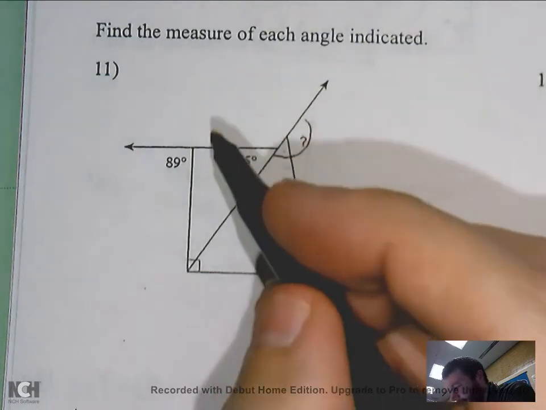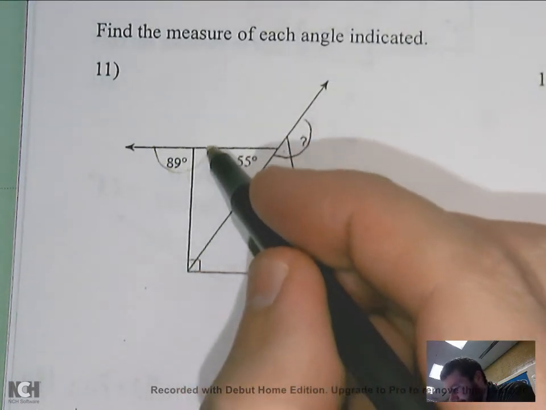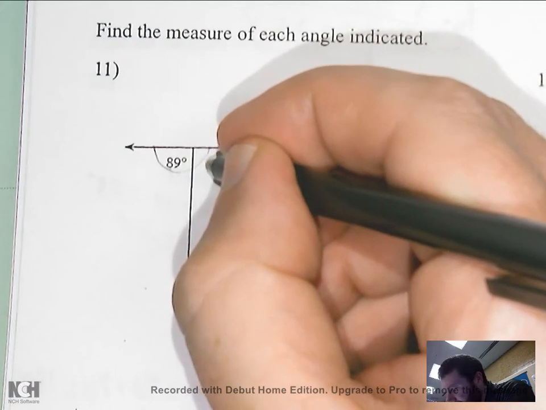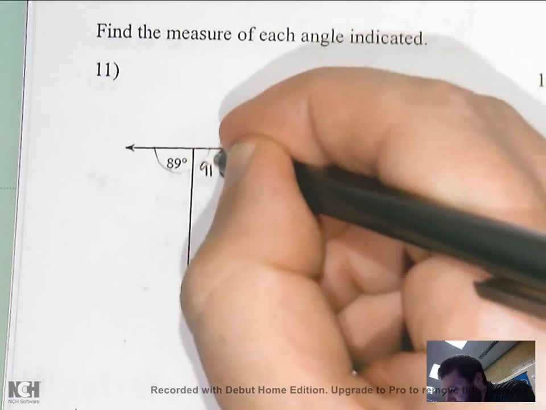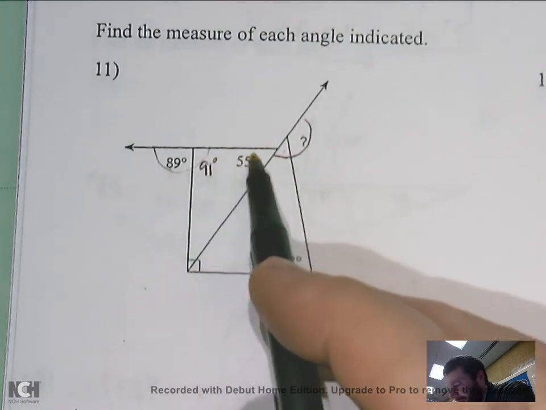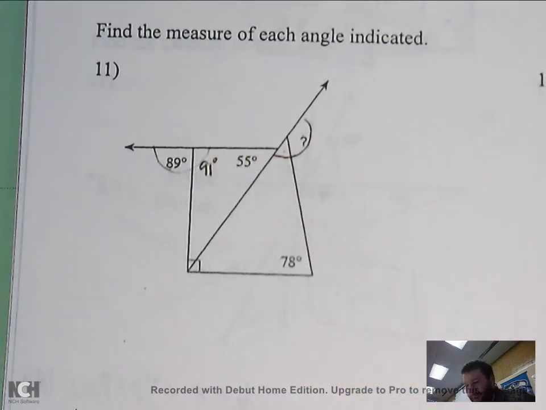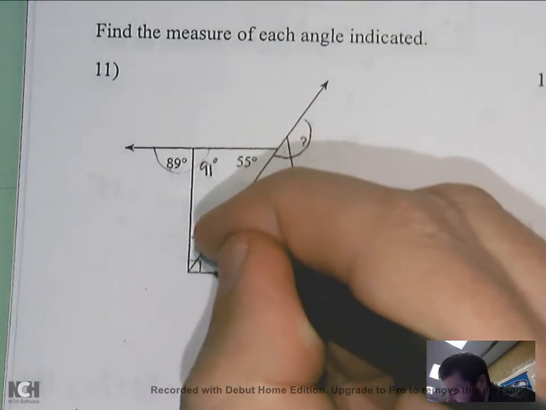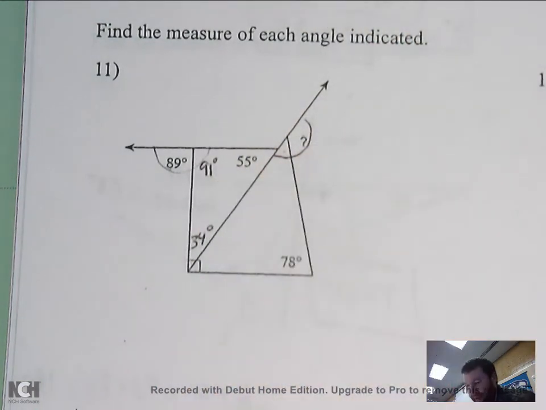And then I know these two are supplementary, so if that's 89, this has to be 91 degrees. Okay, so then since I know those two, I can add them together and take them away from 180. So 91 plus 55 is 146. So 180 minus 146 is 34. So this angle is 34 degrees.